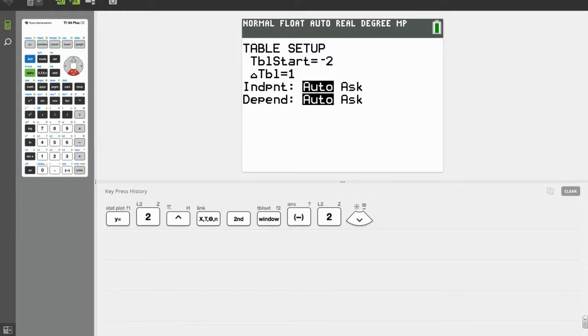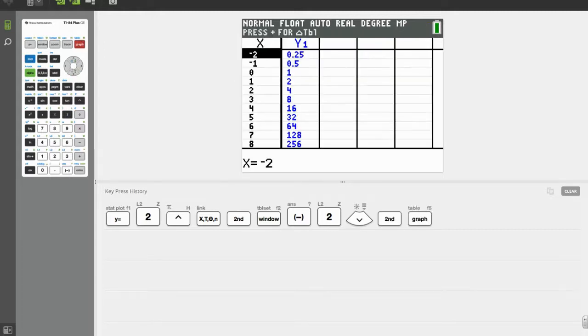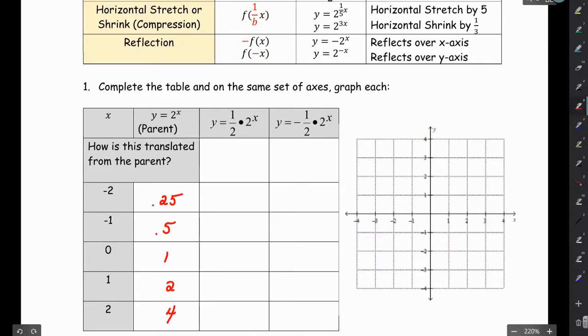Now we're going to go to the table, second graph, and we'll look up those values. So we're just going to copy those values into our table. And then we're going to go ahead and plot those values and draw this graph. All right, so we have graphed here the parent function y equals 2 to the x.